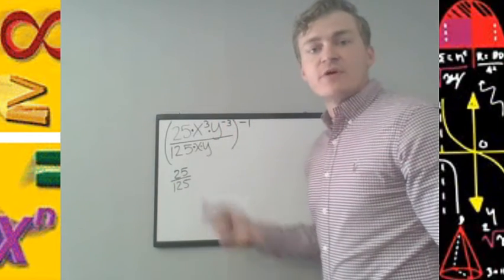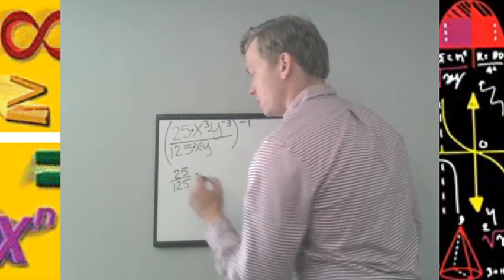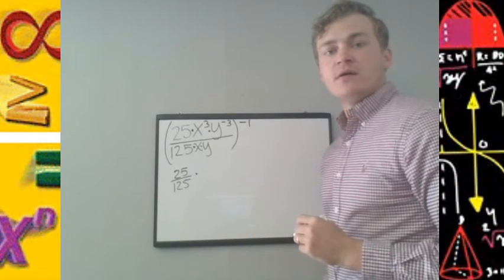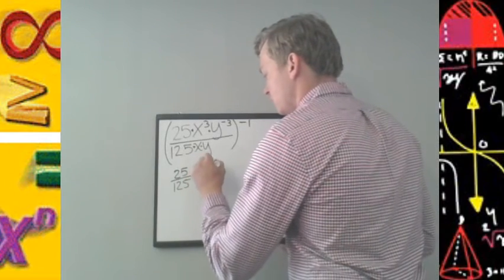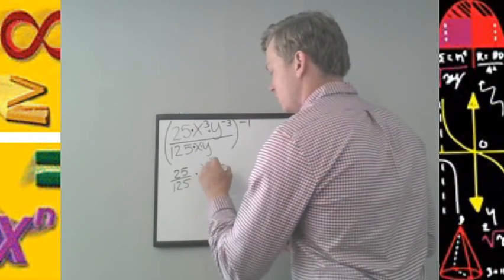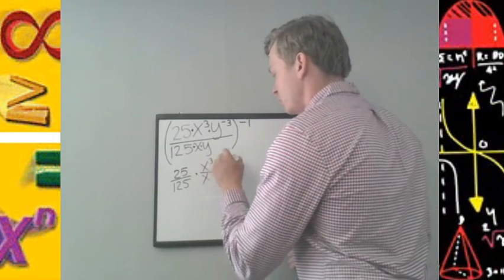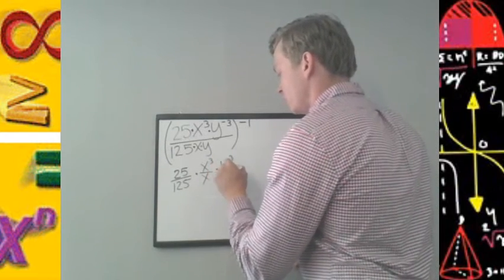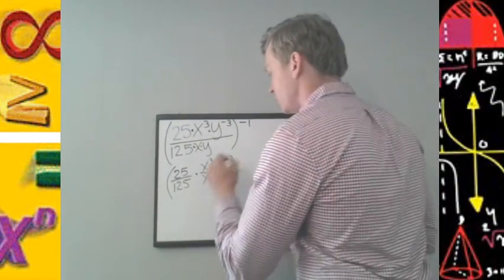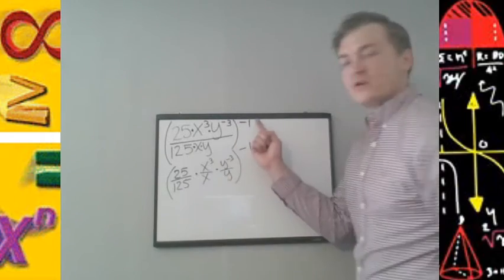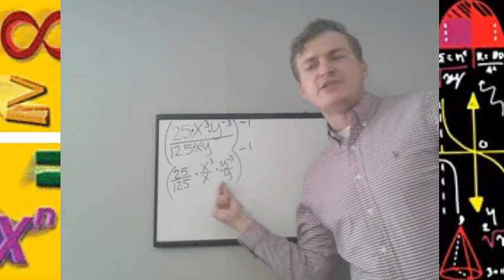The factors of 25 and 125, when divided together, are going to multiply the fraction x cubed over x, which will multiply the y to the minus 3 over y factor. All of this, of course, has this outside exponent of negative 1. So we're working on each individual factor.